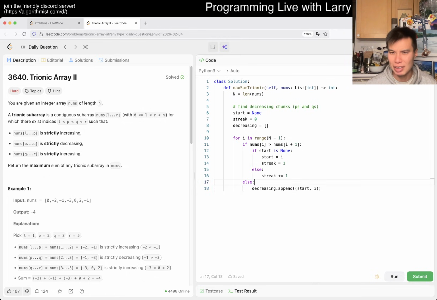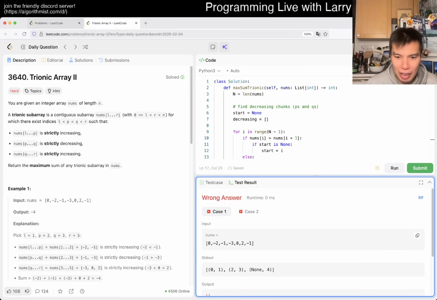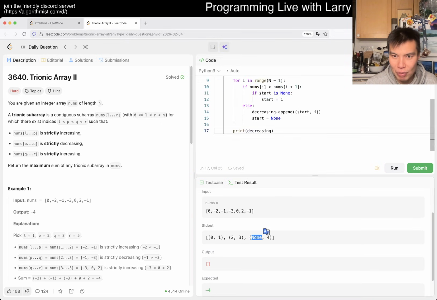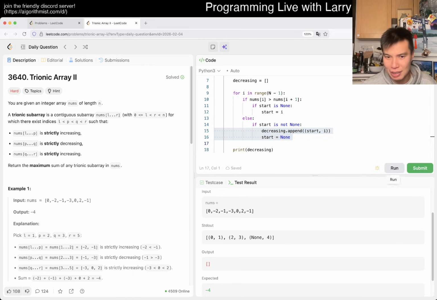I guess we didn't need streak. I thought maybe I could use streak, but it doesn't really matter. So maybe we don't need streak. And then start is equal to None, right? These things I'm always really bad at, so let's just print it out real quick. Here, None to 4 is probably not right, and this is if start is not None. Very simple fix. We're very silly.